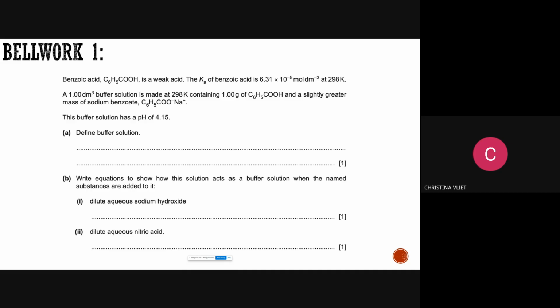We're going to go ahead and get started at this time. We're going to first go over the bell work, and then we'll get to today's lesson. I broke buffers up into two parts. Today, we're going to discuss the rest of the math of buffers.